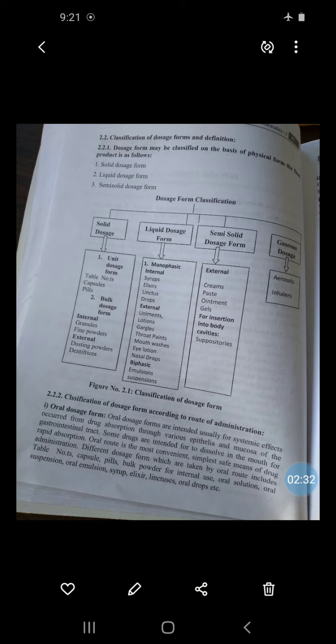I am repeating the examples of dosage forms taken by the oral route: tablet, capsule, pills, bulk powder for internal use, oral solution, oral suspension, oral emulsion, syrup, elixir, linctuses, and oral drops.